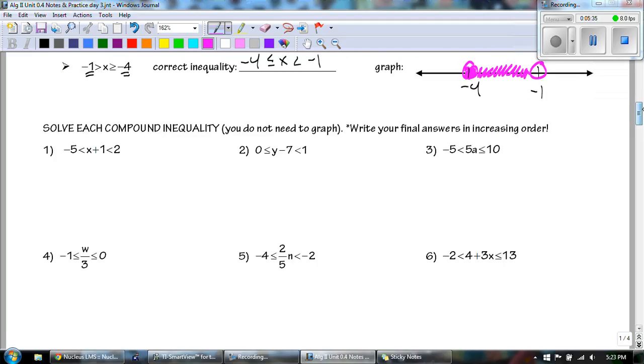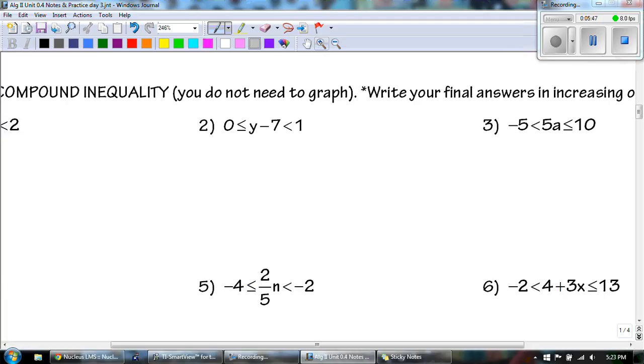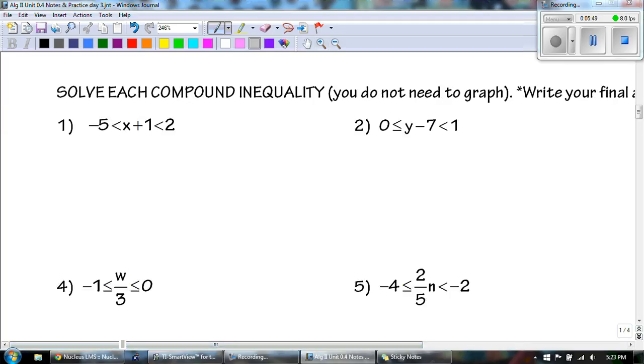All right. Now let's look. The next part says to solve each compound inequality, you do not need to graph, and to write your final answers in increasing order. So when we are solving, I'm going to zoom in a little bit on these. I want to get the x by itself. But what I do to one side, I have to do to all three sides. So I'm following the rules of SADMAP.